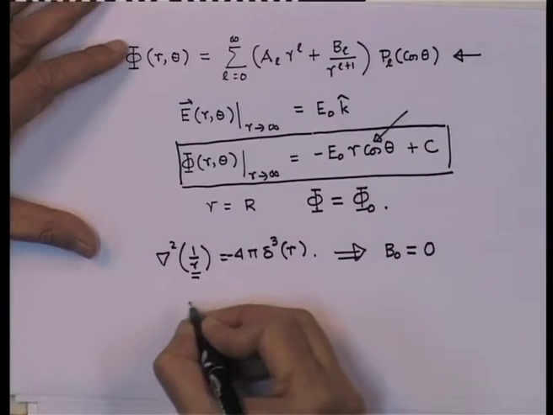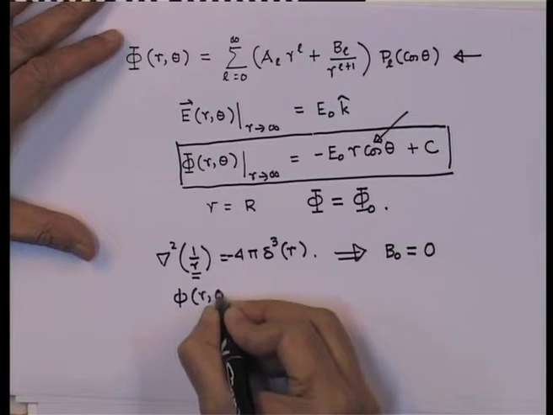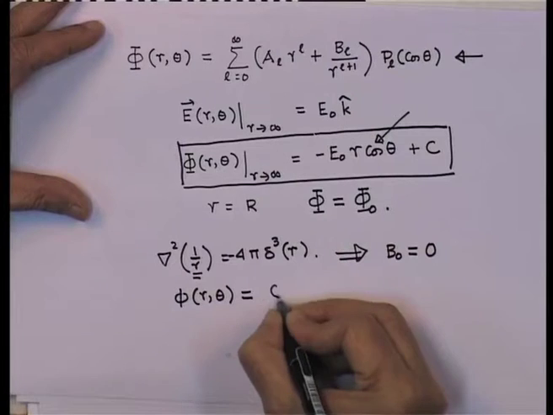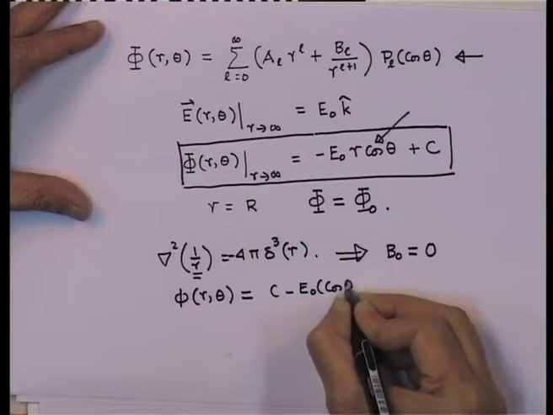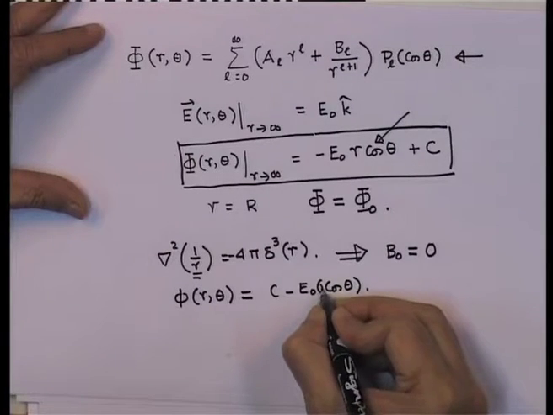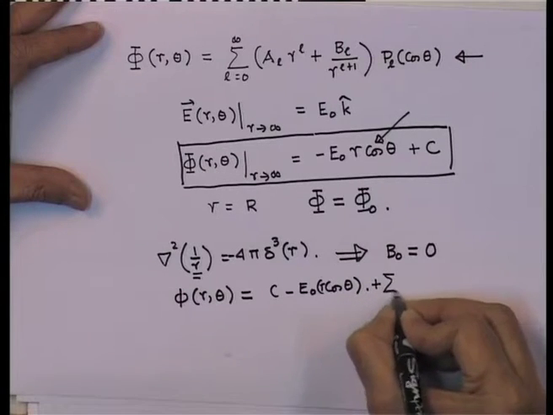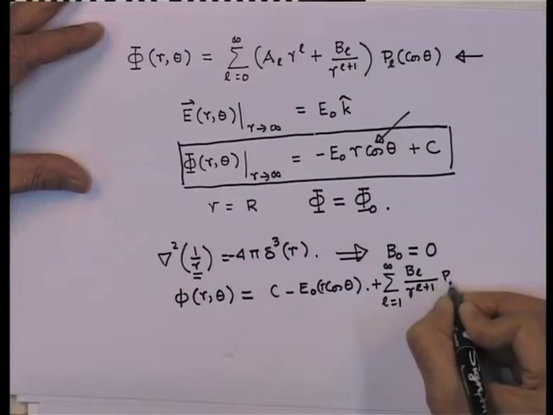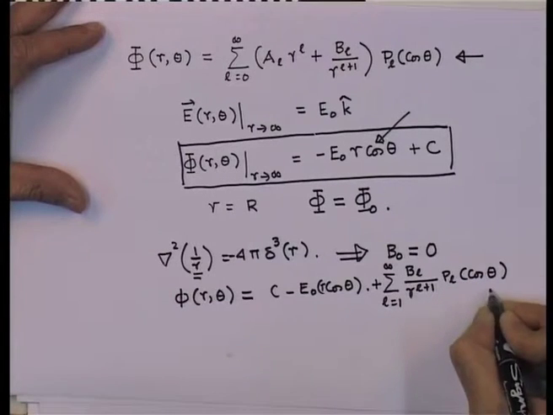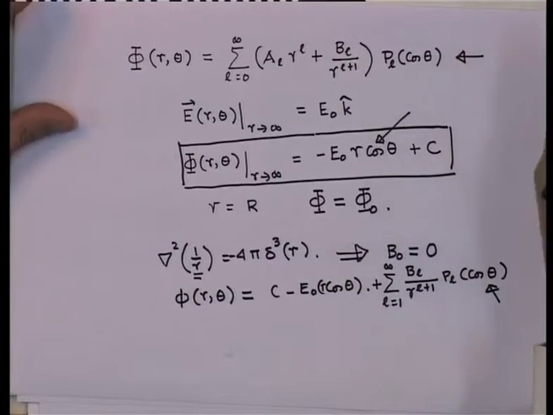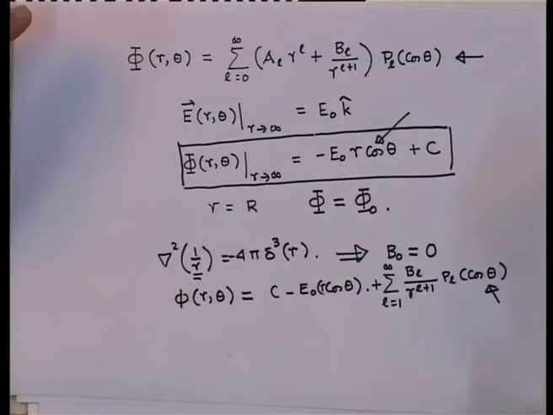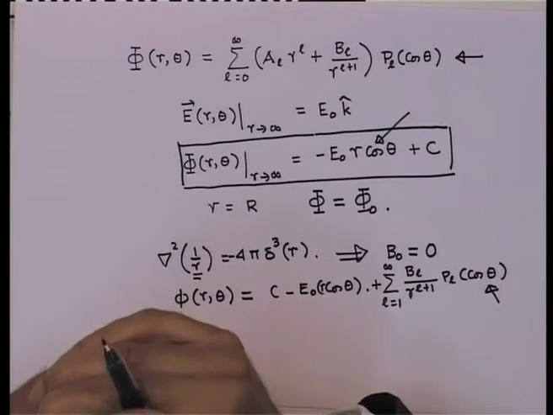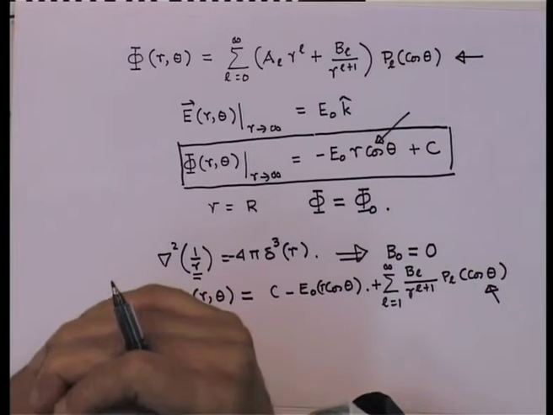Let us rewrite this equation. Phi of r theta is equal to C minus E 0 r cos theta, plus the sum over L equal to 1 to infinity of B L by r to the power L plus 1 times P L cos theta. Of course, as we have said just now, the only term that should be there is the P 1 cos theta term. If you compare these two expressions, remember that the potential on the surface, that is at small r equal to capital R, must be constant, equal to phi 0.